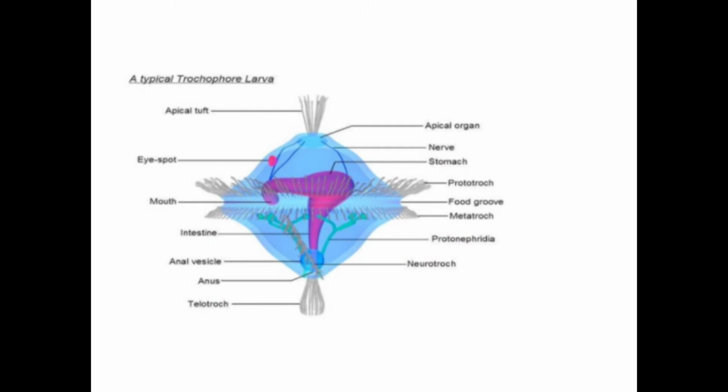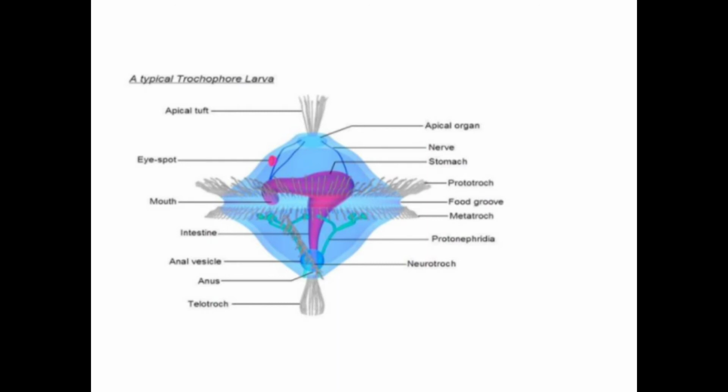Then a stomach is there. This one is the stomach. After the stomach there is the intestine, and the intestine will open at the posterior tip of the body as the anus. This is their digestive system, and they feed on small planktons and microorganisms. Their excretory organ is protonephridia, a small tube-like organ, that is protonephridia.